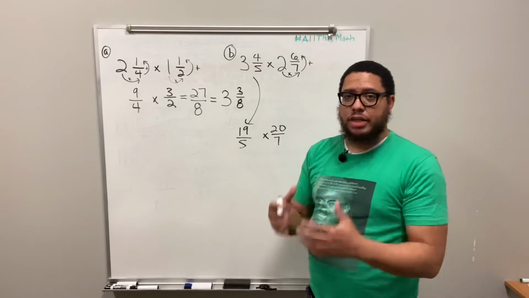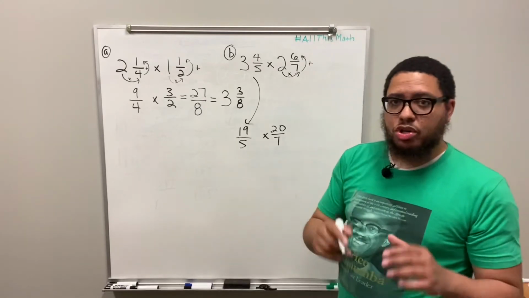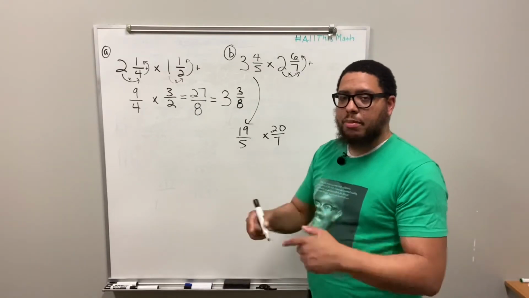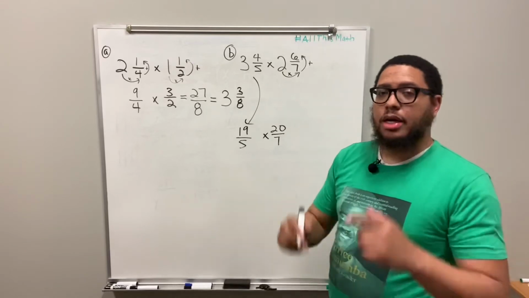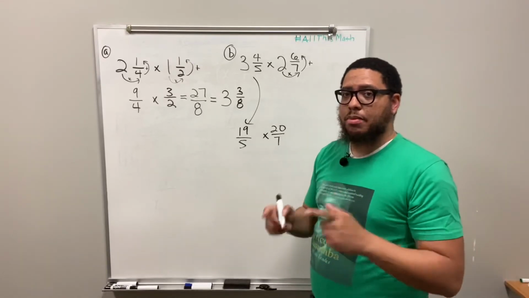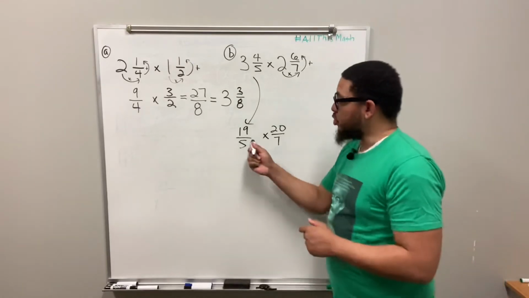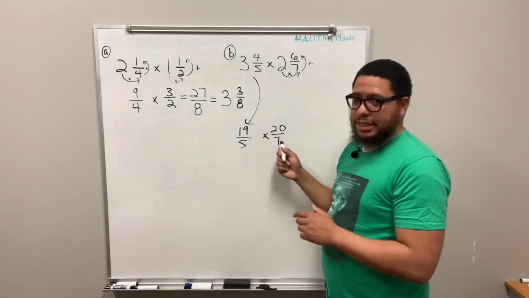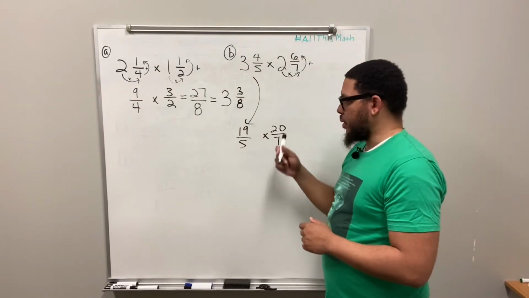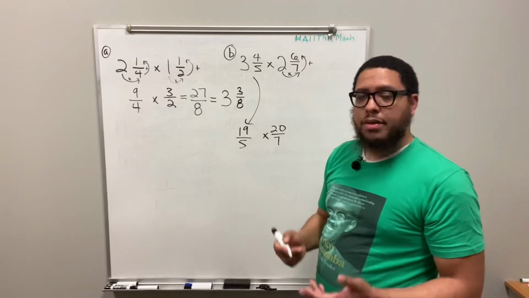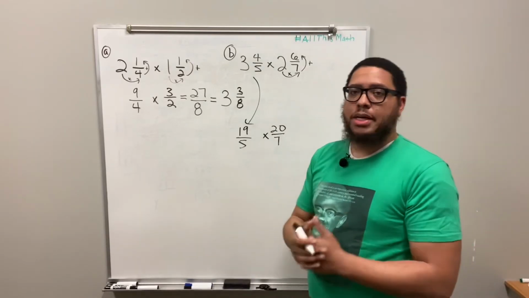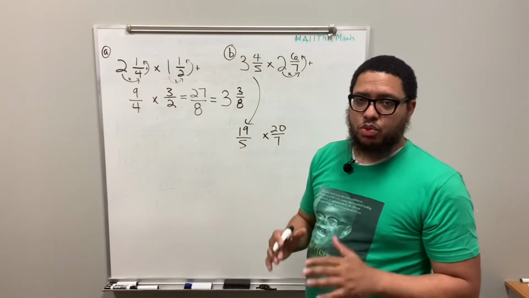So once I know my greatest common factor, what I do to cross cancel is I divide each number by the greatest common factor. Each of these two numbers, that is, and not the 19 and the 7, just the 5 and the 20. So I do 5 divided by 5. And 5 divided by 5 is 1, because anything divided by itself equals 1.